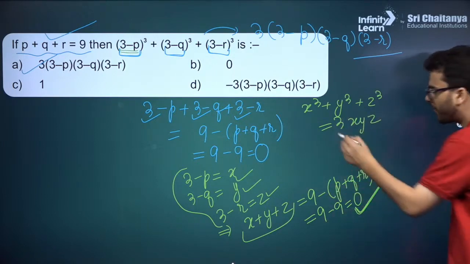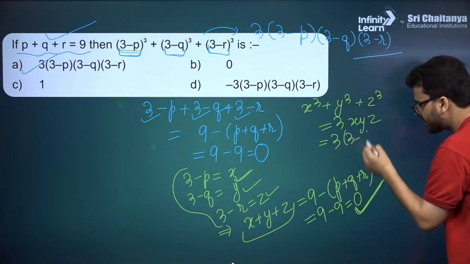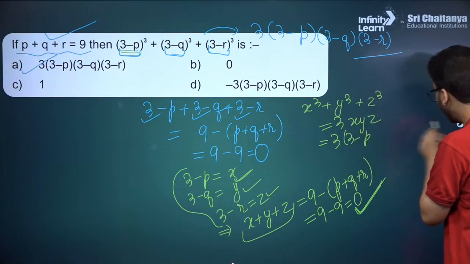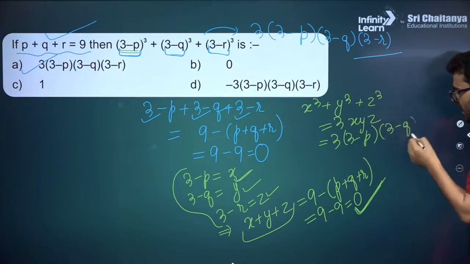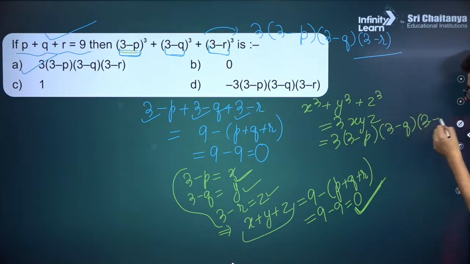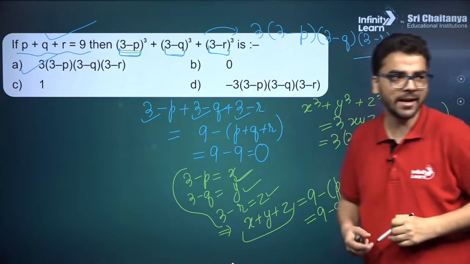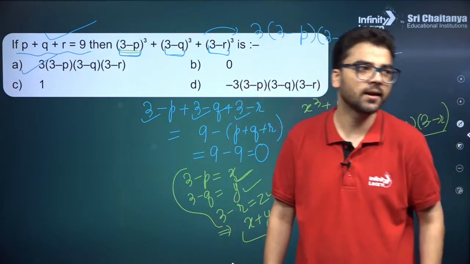Yes or no? But in place of x we have assumed 3 minus p. So 3 minus p, 3 minus q and 3 minus r will be the answer over here. Is it clear now, Ashutosh? Therefore this is the answer over here. I hope this is clear to every student watching this. Any doubt in this? This must be crystal clear after this session.